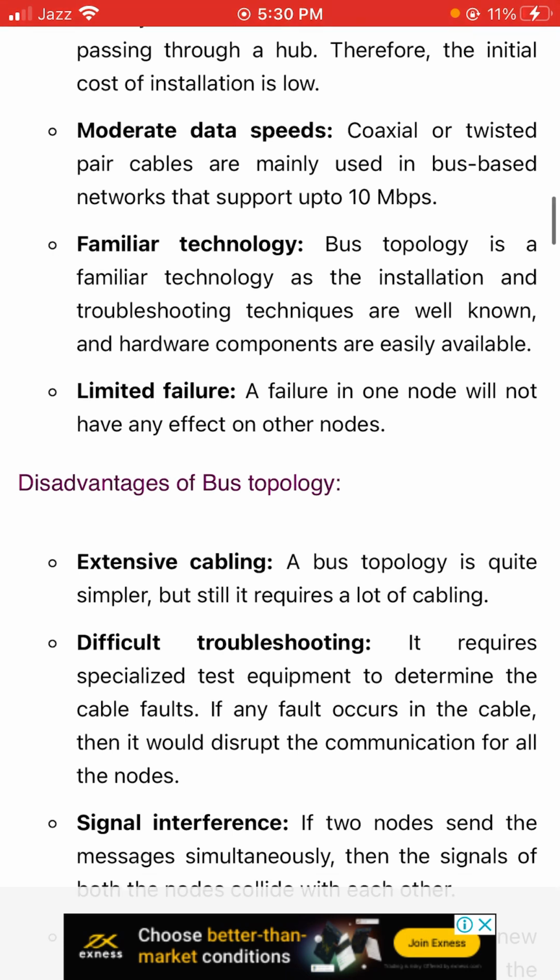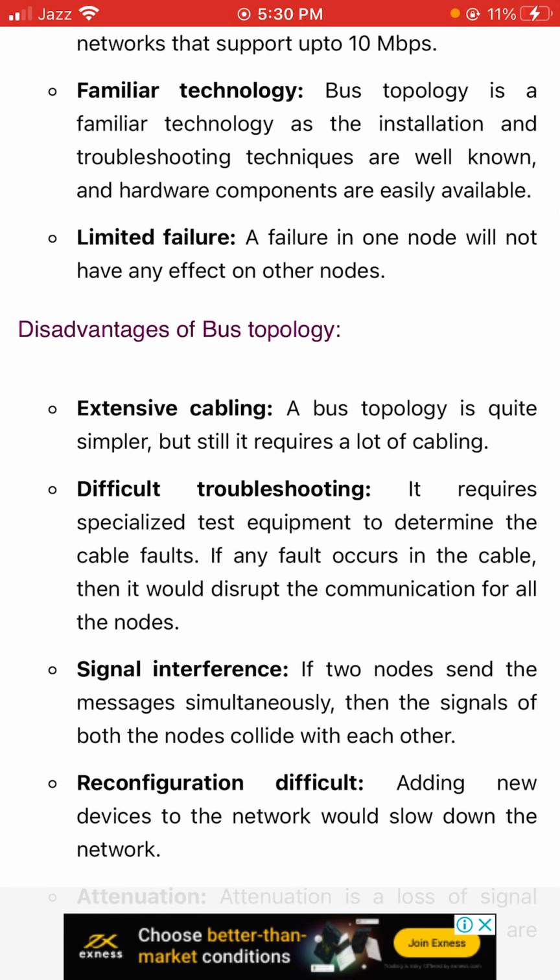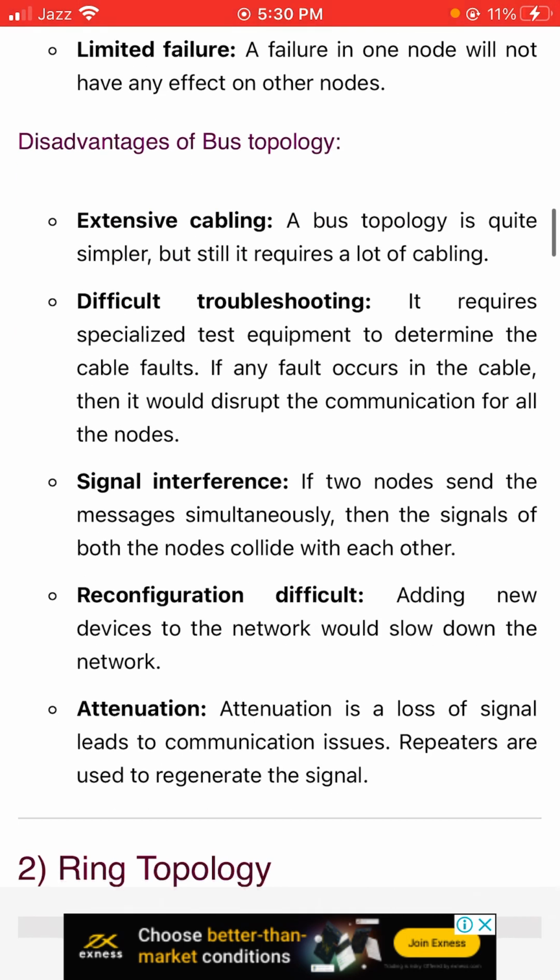Disadvantages of bus topology. Extensive cabling. A bus topology is quite simpler, but still it requires a lot of cabling. Difficult troubleshooting. It requires specialized test equipment to determine the cable faults. If any fault occurs in the cable, then it will disrupt the communication for all the nodes.